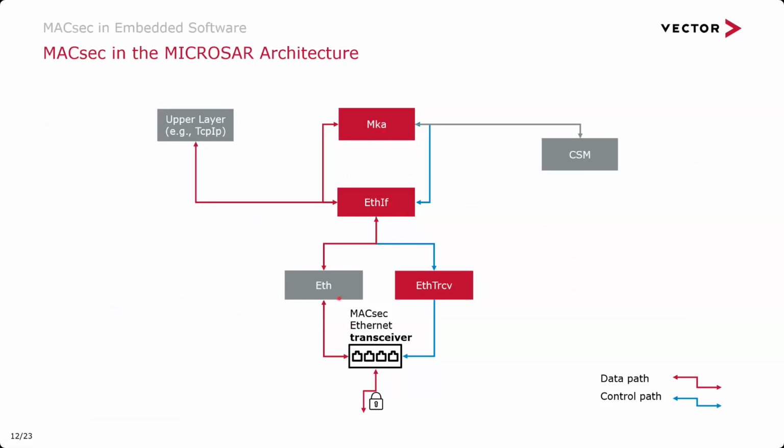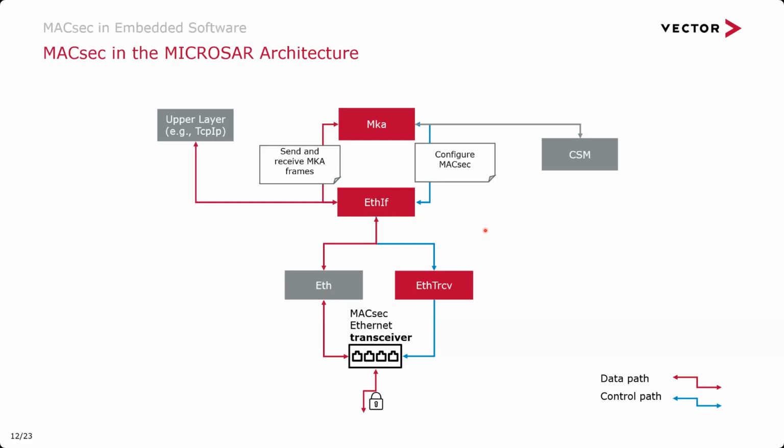And the Ethernet interface will get the actual data, the payload, from the Ethernet controller, for example from the hardware using DMA. And what MKA does is it sends and receives these MKA frames that are used to coordinate with the other peer, exchange the session key, and so on. So this is the normal, let's say, communication path.